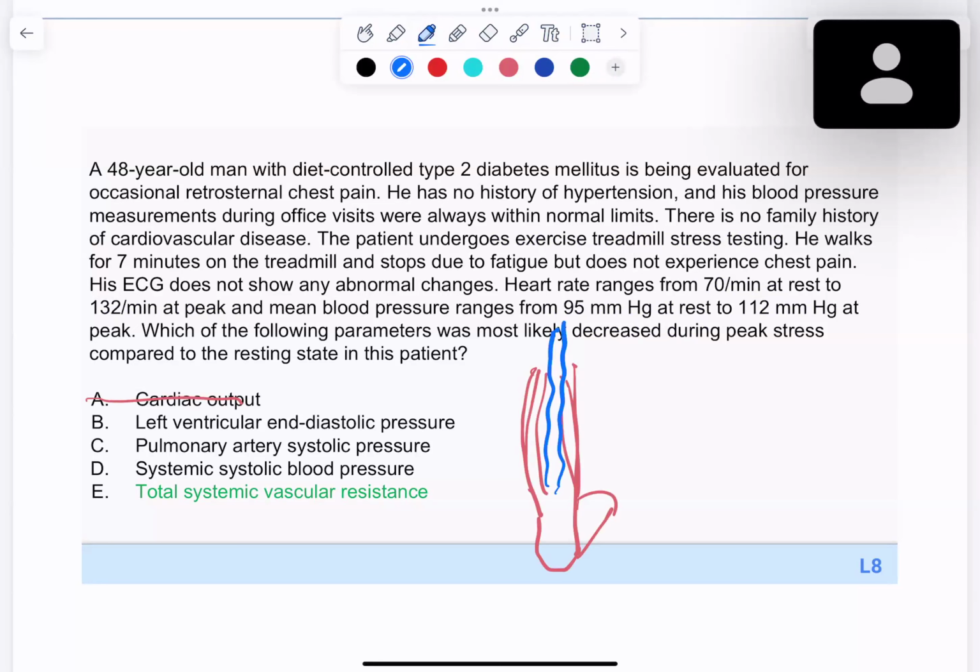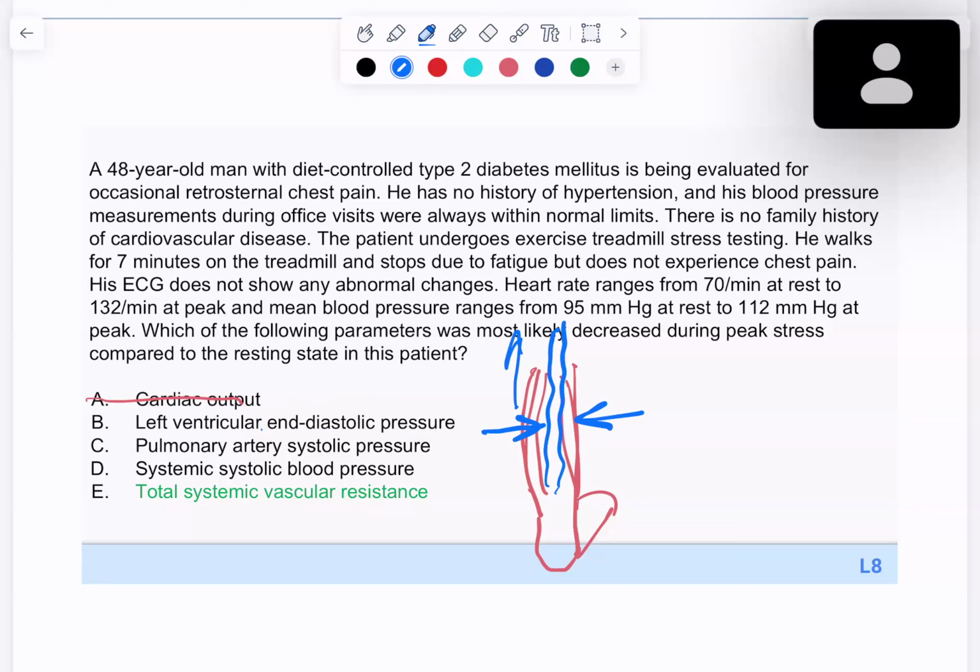It runs here. And so when you exercise, what does the muscle do? When you move this muscle, it pushes on the vein, right? So there's a pushing force towards the vein so that the blood can be driven upward. Why does it do that? So that it increases venous return. When you increase venous return, you're also increasing end diastolic volume and therefore end diastolic pressure, right? So you see why the answer isn't B.